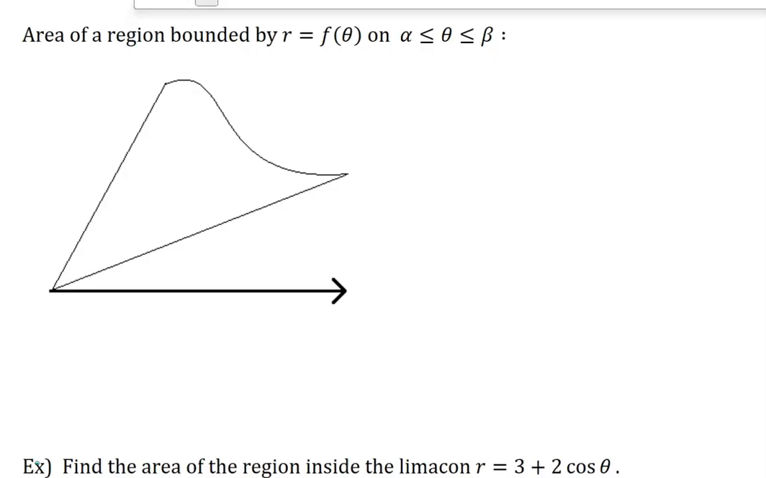Traditionally, a and b refer to x coordinates or possibly y coordinates. And remember, all of the points on a polar curve also have an xy ordered pair. So the fact that we're using Greek letters is not a big deal, but we're talking about the angles. So this angle right here would be alpha, and then beta would be this full angle here.